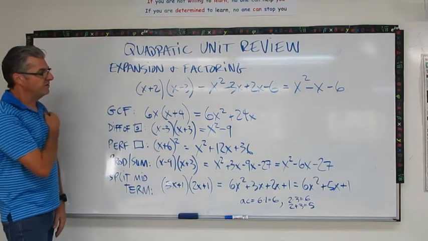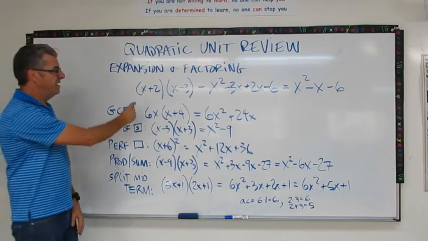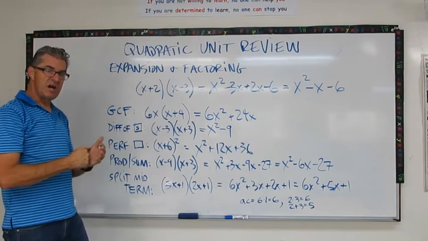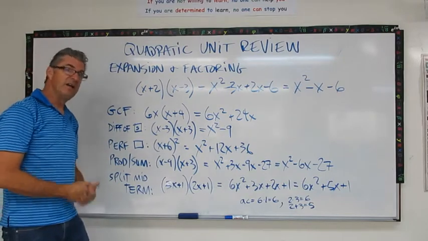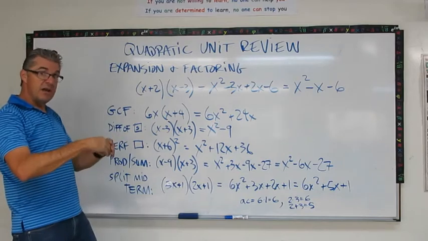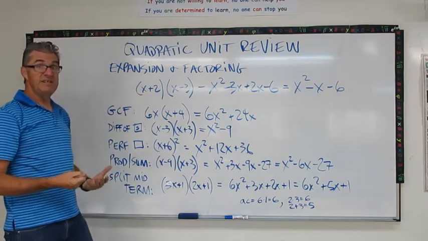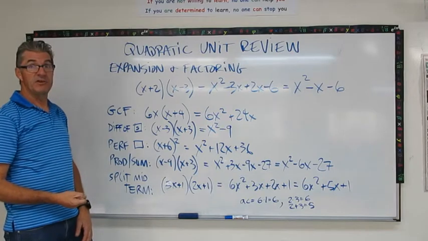So expansion and factoring. Generally speaking, expansion is when you multiply things together to get a more consolidated result. Factoring is when you go the other way and you kind of unmultiply things to get a factored result. So these processes are the same, just different directions.